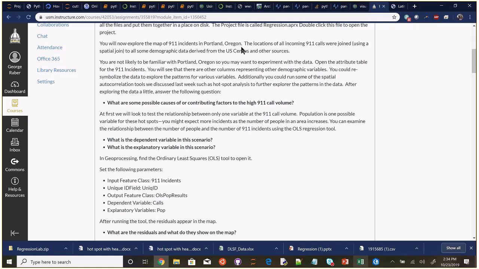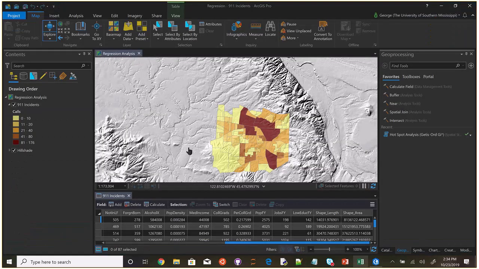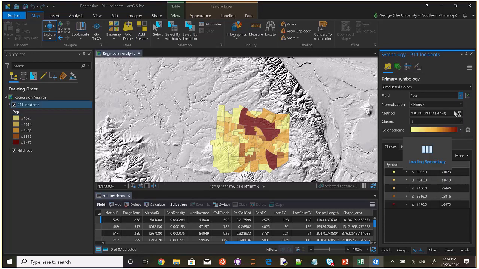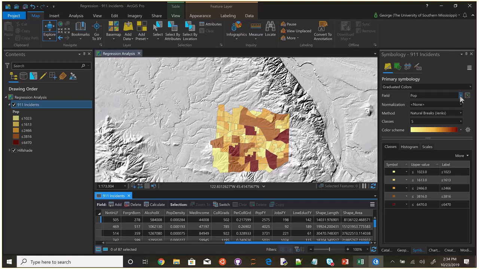And so one of the things that you could do is to just explore some of the other data patterns. So right now we've just got 911 calls, right? How do we change what we see? We could just go in here, symbology, and instead of calls, we could choose population. Okay. So calls may just be related to population, and if they are, then what does that tell us? As the number of people increases, so do the number of 911 calls, right? Like, does that tell us anything important?